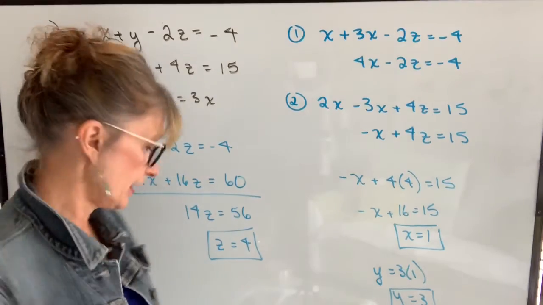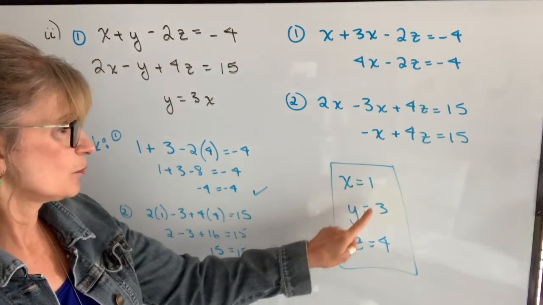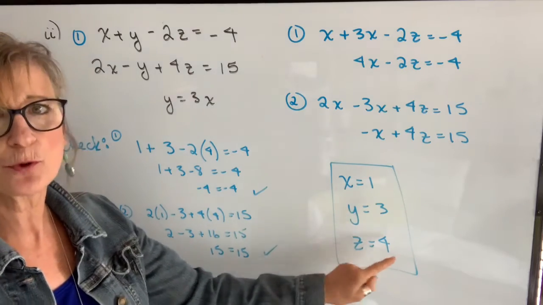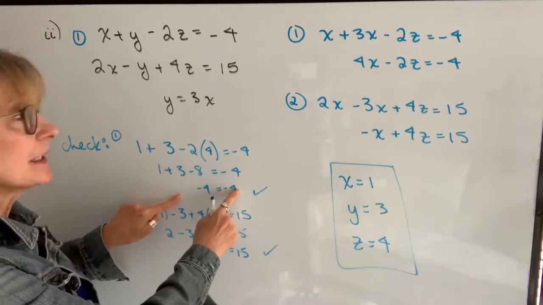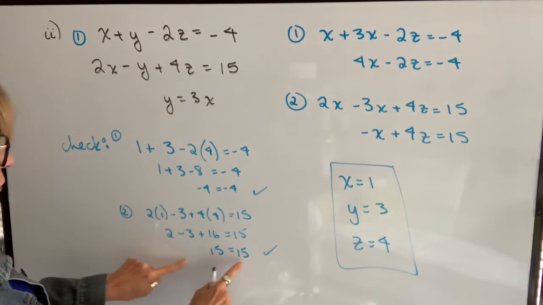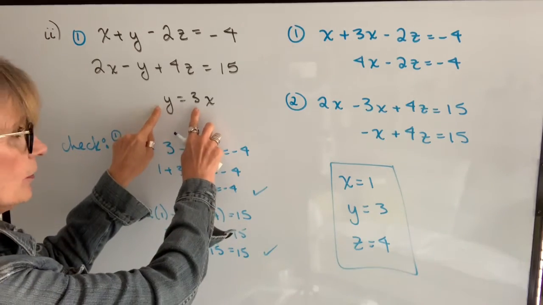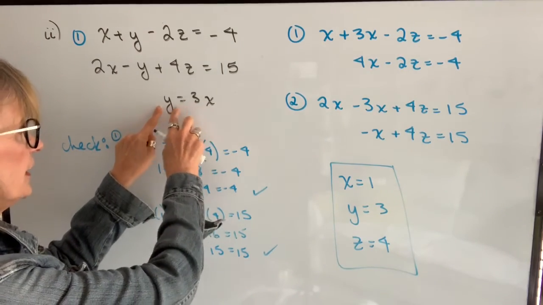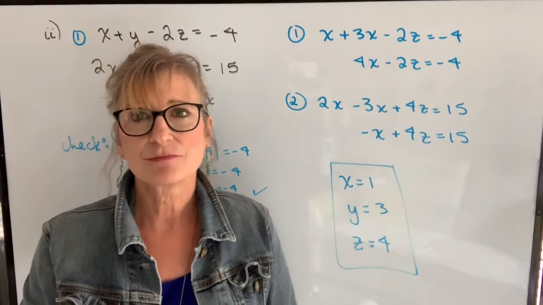I'm going to do a quick check. So my solution is the set of values x equals 1, y equals 3, z equals 4. If I put those values into equation 1, it works. If I put those values into equation 2, it works. And I don't have to put it into equation 3 because I used that to find y. So I've done my check. I know that my answers are correct.